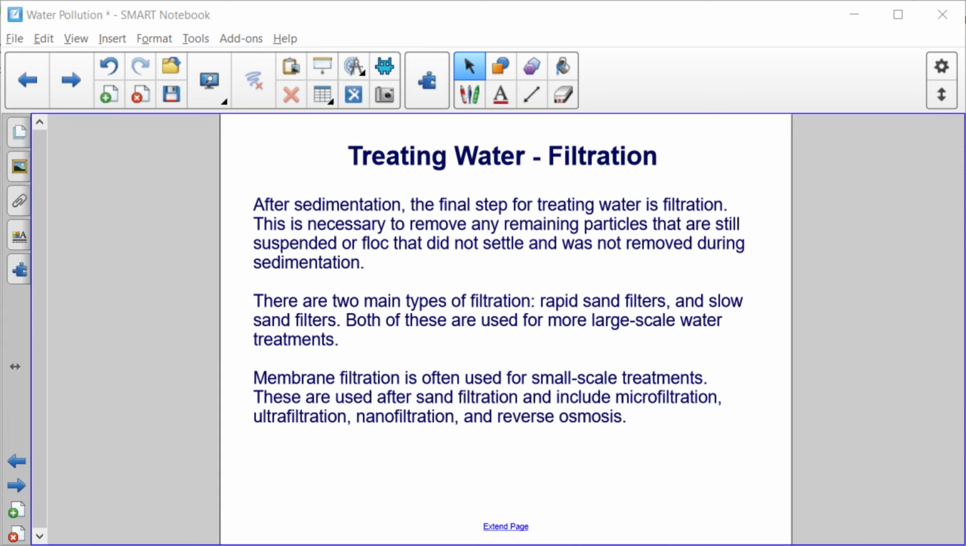Treating water: filtration. After sedimentation, the final step for treating water is filtration. This is necessary to remove any remaining particles that are still suspended or floc that did not settle and was not removed during sedimentation. There are two main types of filtration: rapid sand filters and slow sand filters. Both of these are used for more large-scale water treatments. Membrane filtration is often used for small-scale treatments. These are used after sand filtration and include microfiltration, ultrafiltration, nanofiltration, and reverse osmosis.